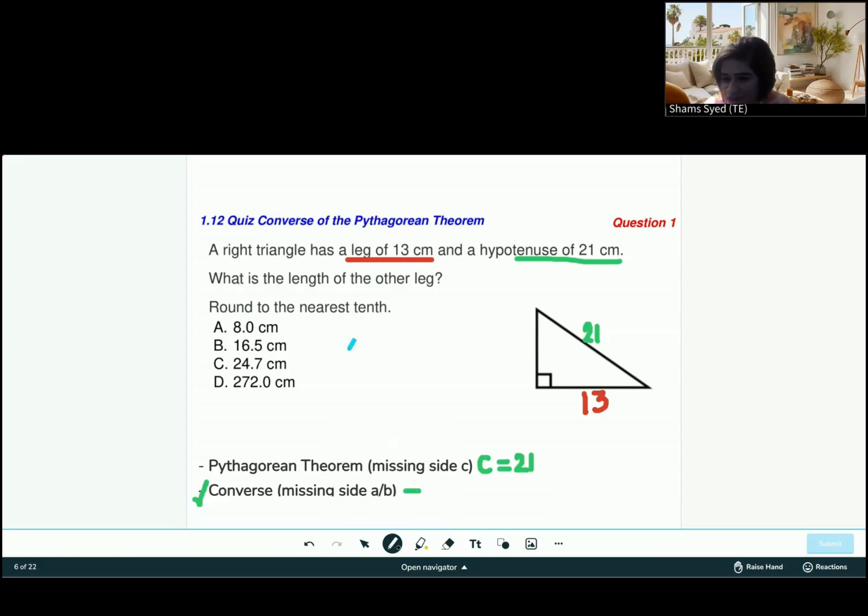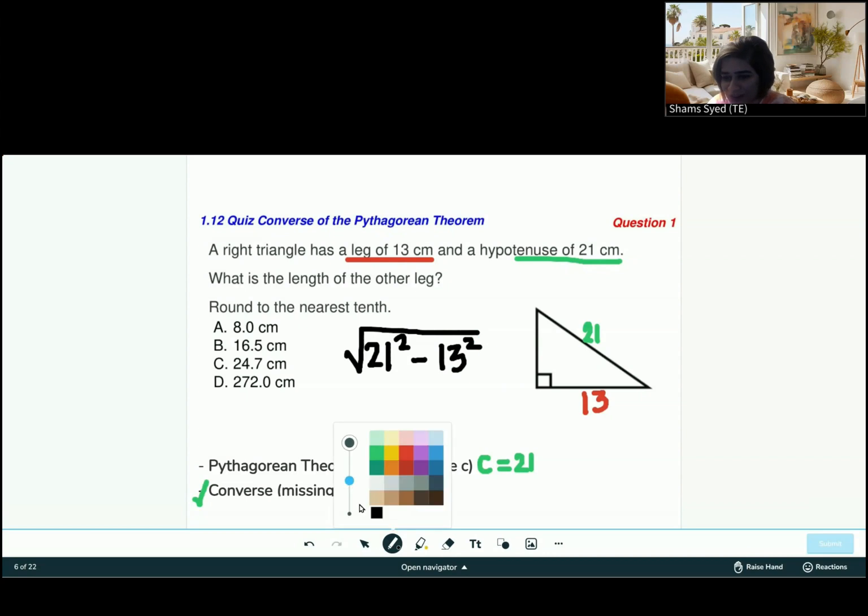Set it up. Start with your square root symbol. Remember, it's going to be a subtraction. The longest side, hypotenuse, side C, squared, minus the given side squared, all under the square root symbol. Work it out, see what you get. The converse involves subtracting the squares of the sides. Violet got B.